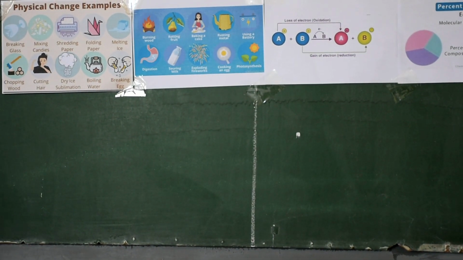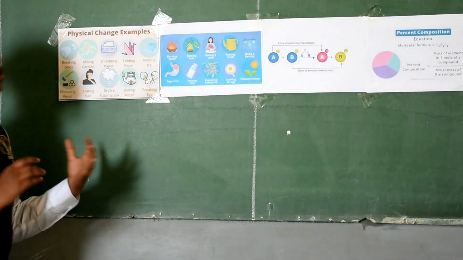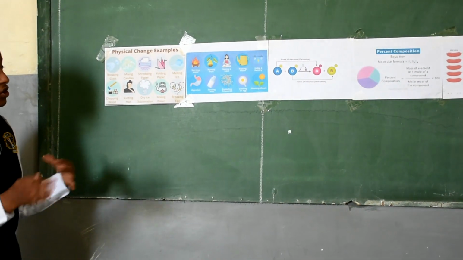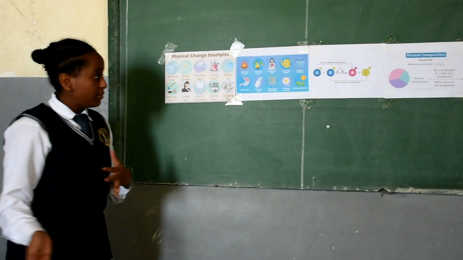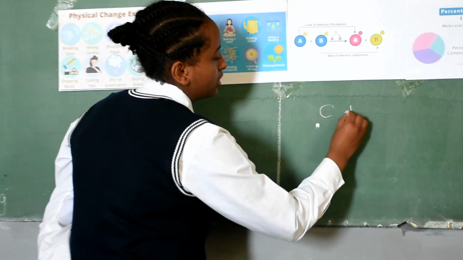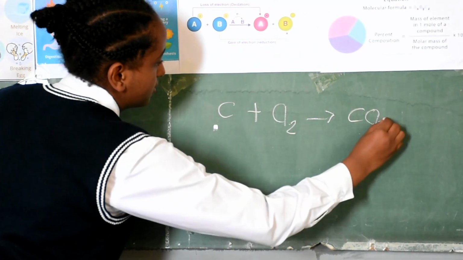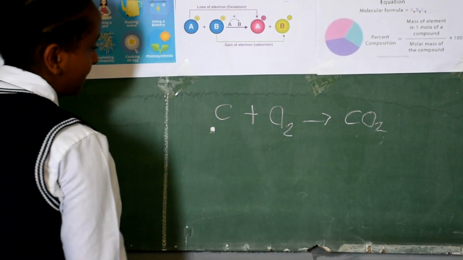They define it like this because oxygen was the only or the first oxidizing agent to be known by chemists at that time. For example, if we look at carbon reacting with oxygen, it gives carbon dioxide. The reaction is already balanced.